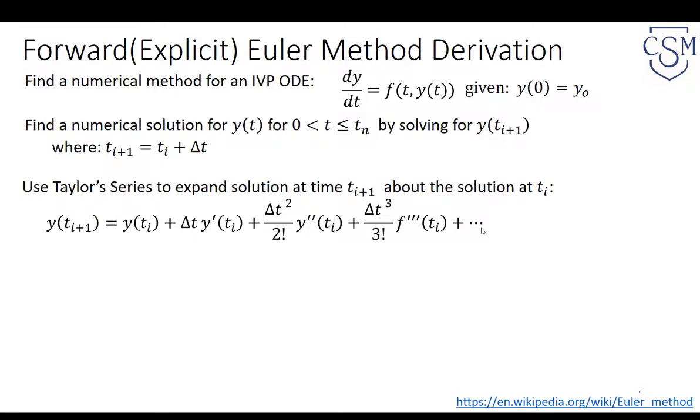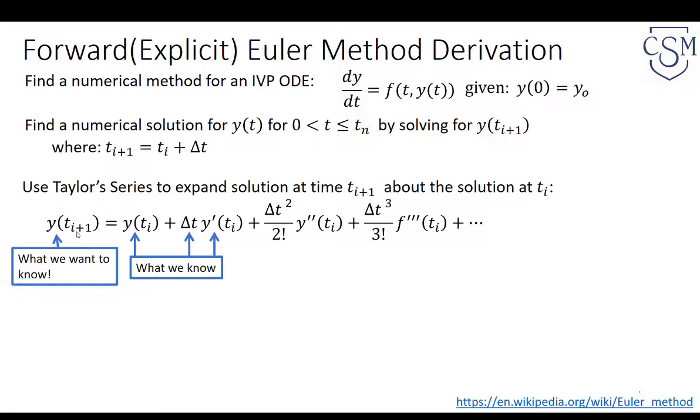And this is an infinite series. What we know is y of ti, delta t, and the derivative. That is this differential equation right here. What we don't know is y of ti plus 1. That's what we would like to know.